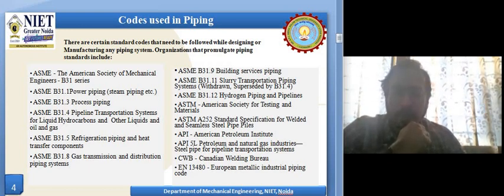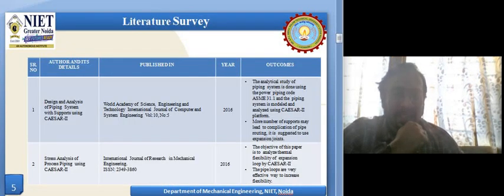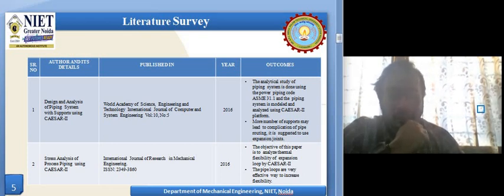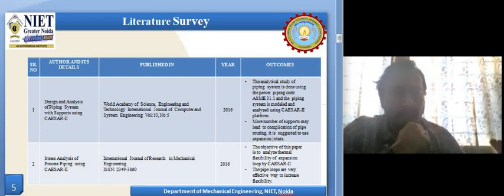Now, some of the papers which I have come across. The first one is the design and analysis of the piping system using CAESAR II. CAESAR II is nothing but a software which most of the industry uses for the analysis of the pipeline and deciding which type of support we have to give. Then, stress analysis of the process pipeline using CAESAR II. Now, as we know, there are two types of pipelines: one is power and one is process.